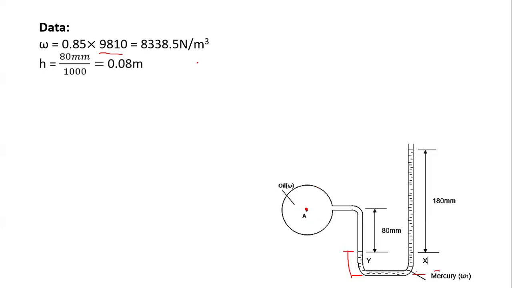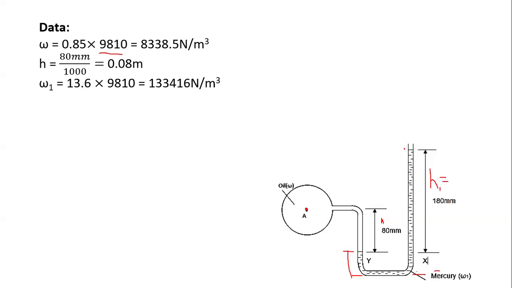Next, we were told the height here, h, is 80 millimeters. Convert it to meters, just divide by 1000. That's our h, it becomes 0.08. Then this is what we can call our h1. My h1 will also be converted to meters, it will be 0.18.